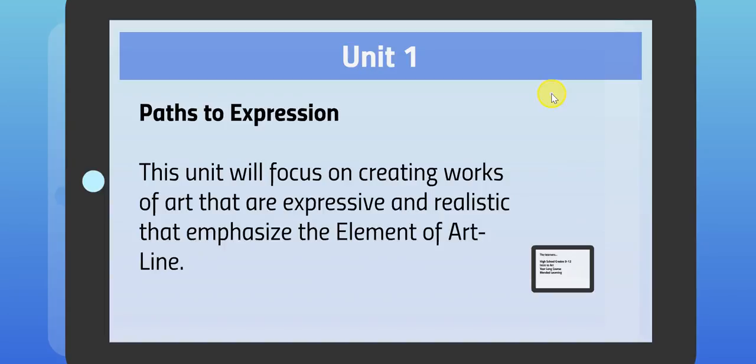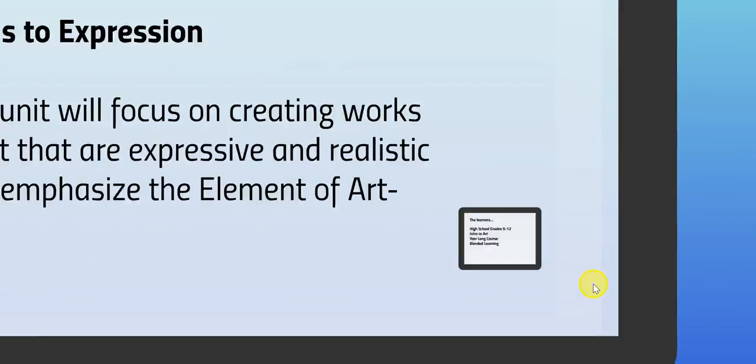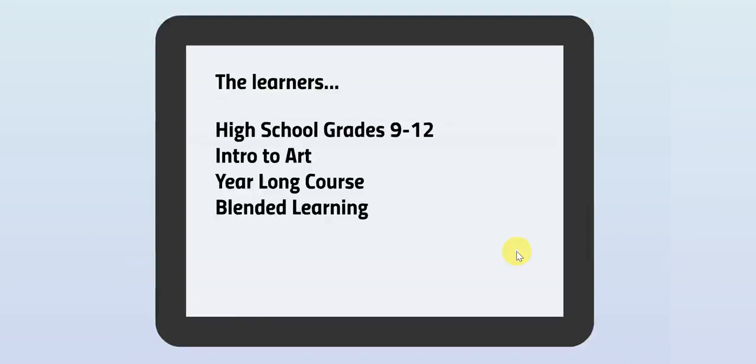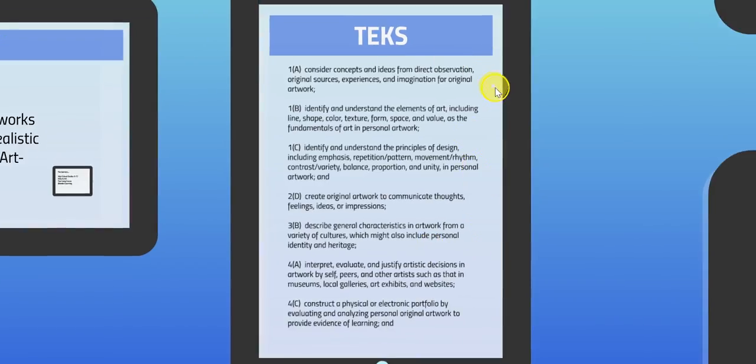The unit that I've designed is Unit 1, Paths to Expression. This unit will focus on creating works of art that are expressive and realistic that emphasize the element of art line. The learners, high school grades 9 through 12, Intro to Art, year-long course in blended learning with flipped learning. And the TEKs that we cover, there's quite a few.